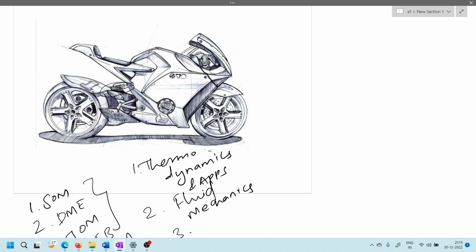Then we need heat transfer. If you see old bikes, they use fins to increase heat transfer from the engine because we need to keep it cool. So for that, the heat transfer subject is also very important.